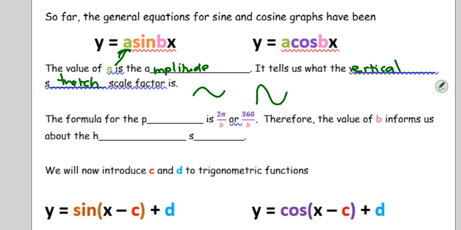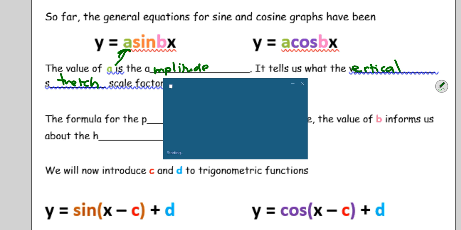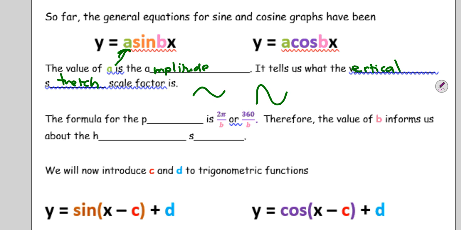Now, in terms of what b is, the most common error is people by mistake think that b is the period, but b helps you calculate the period instead. The formula for the period is not b. It's 2 pi over b if it's in radians, or 360 degrees over b if it's degrees. So the period almost tells you how wide the graph is, how stretched horizontally it is. The value of b informs us of the horizontal stretch. It's not exactly the horizontal stretch.